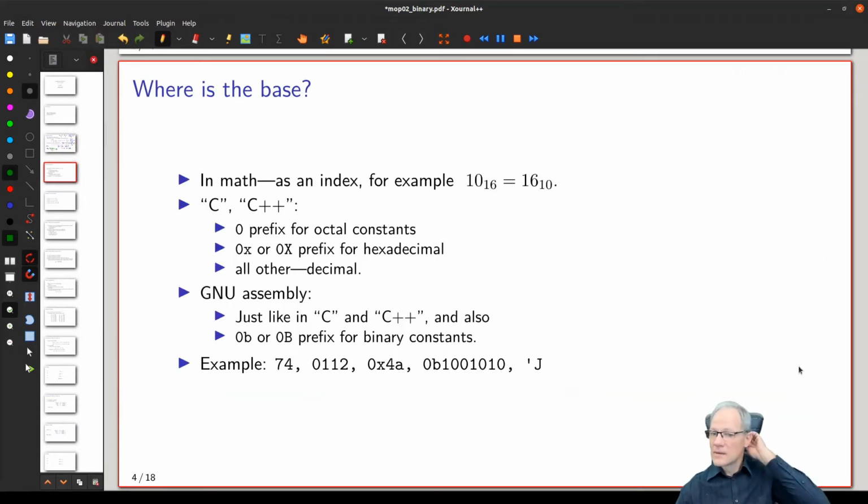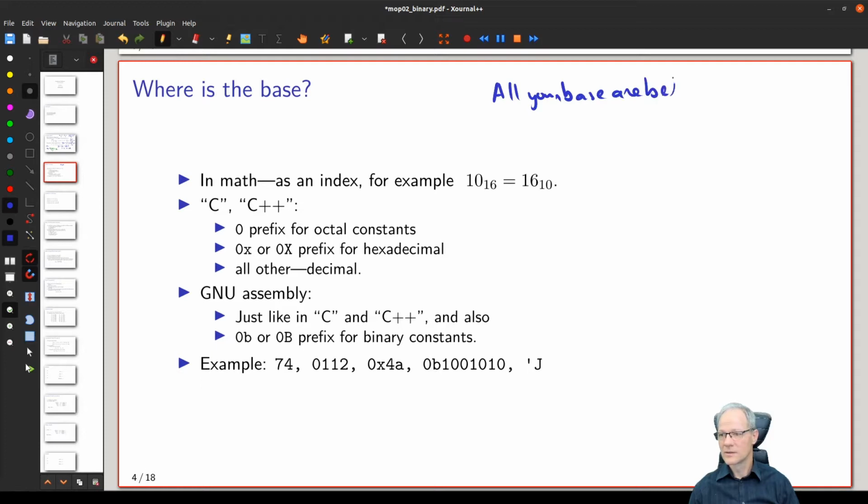All right. So where is the base? Are you familiar with this old expression? All your base are belong to us. Do you know this one? No. All your base are belong to us? Yes. So if you want to learn more about this, you could search on the internet for that.